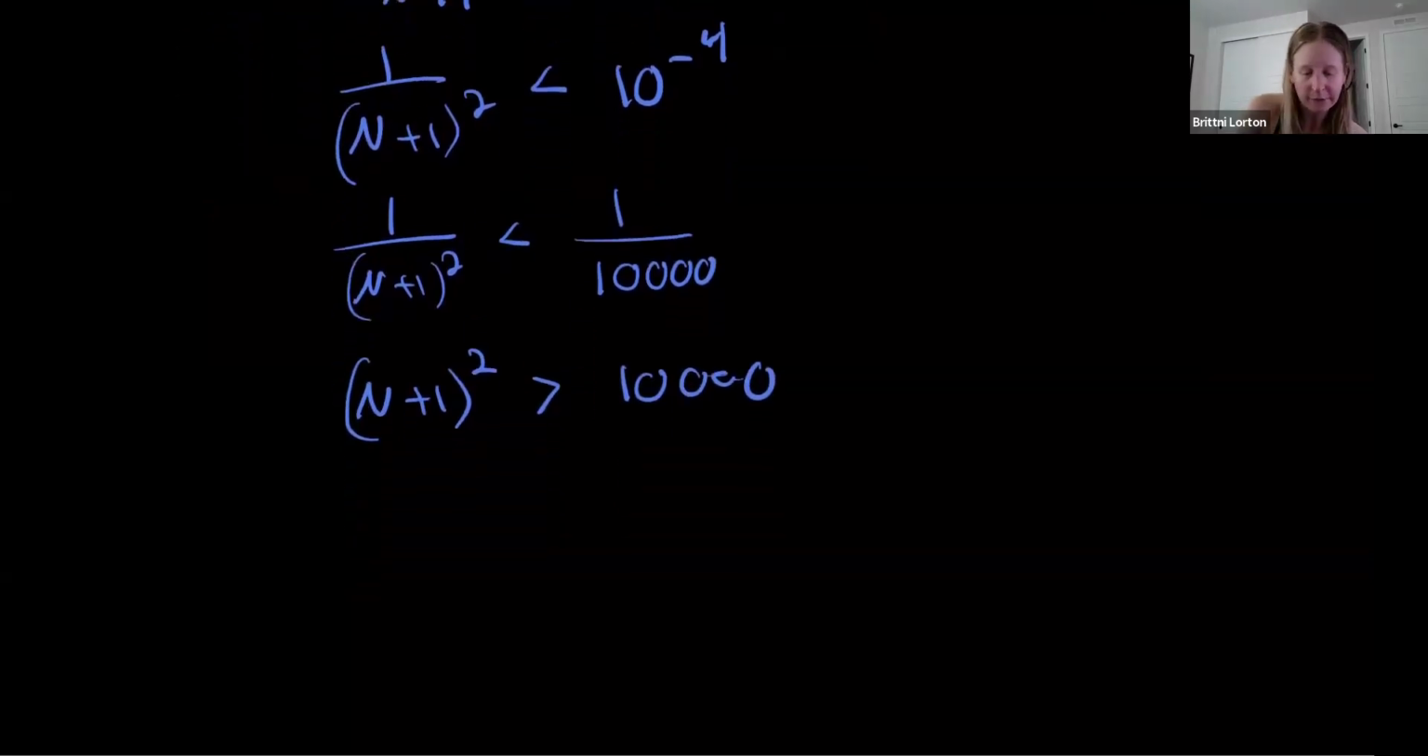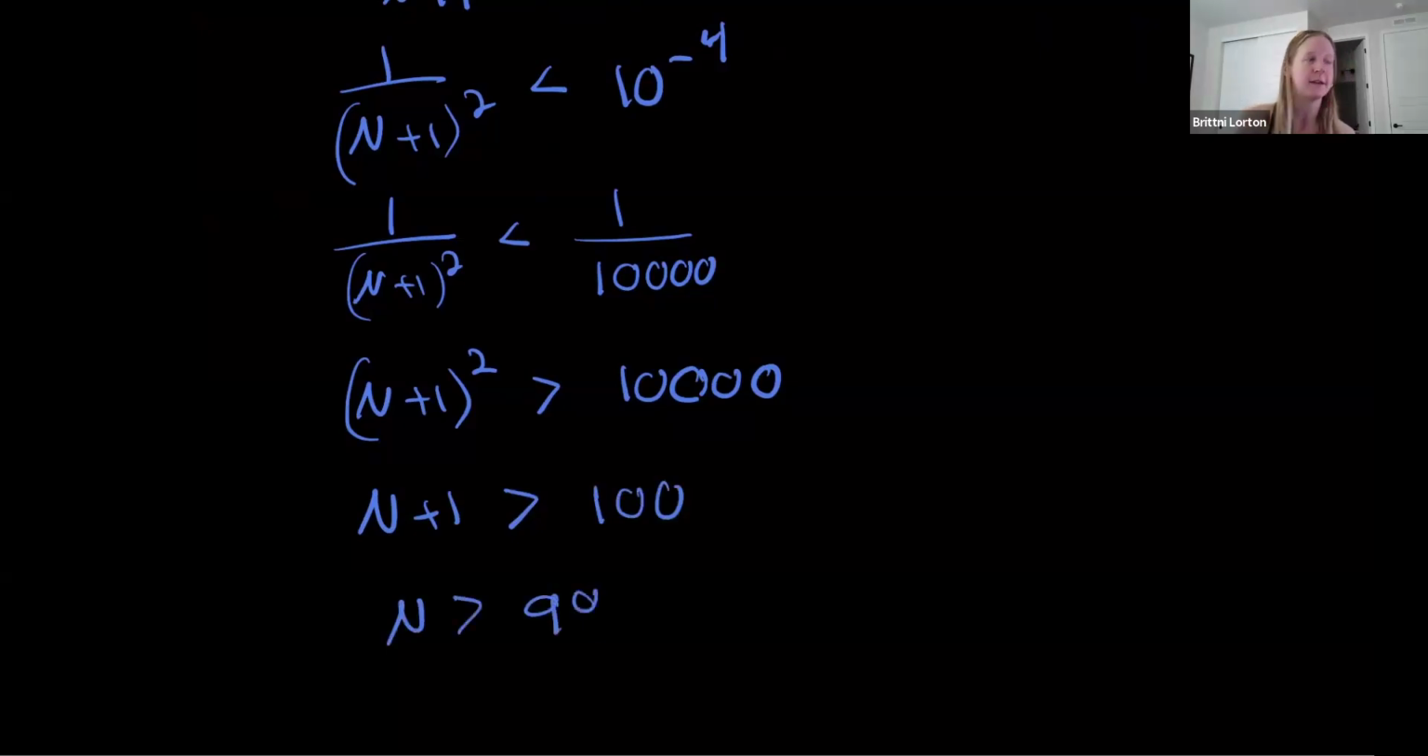Sorry, that got really sloppy. That was still a 10,000. My bad. 1, 2, 3. Not much better. I'm going to take the square root of both sides, and I got n plus 1 is bigger than 100, so n is bigger than 99. So I got that n, my capital N is bigger than 99.